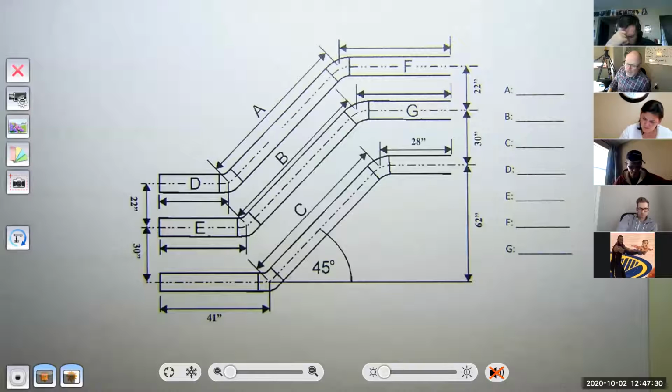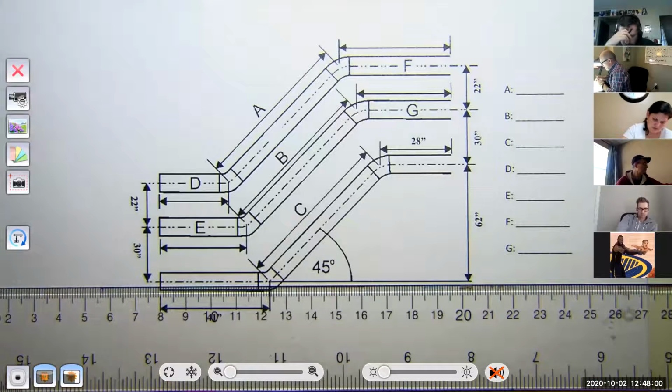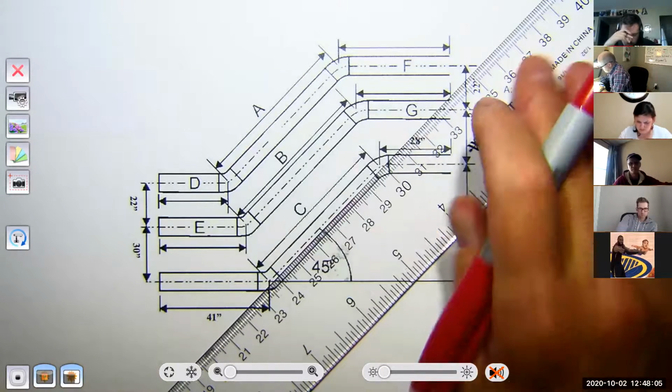So here's the next one up on the screen. The first one, when we come across this equal spread offset, we have to actually solve C first, just because of the orientation and the lettering. I'm going to draw a right angled triangle for C.